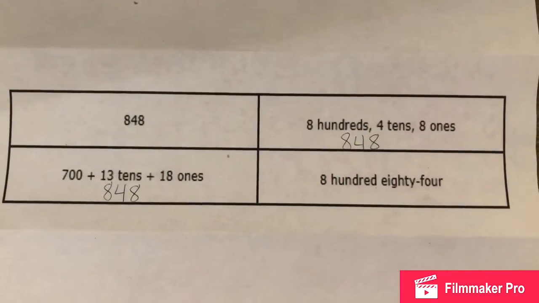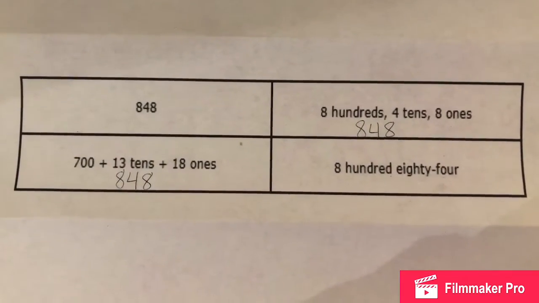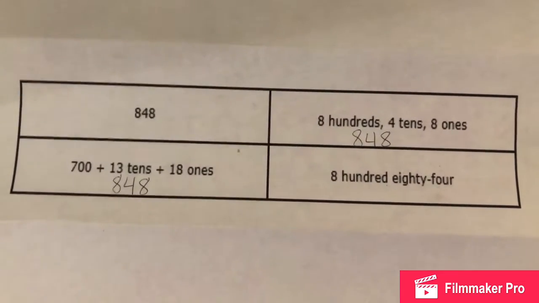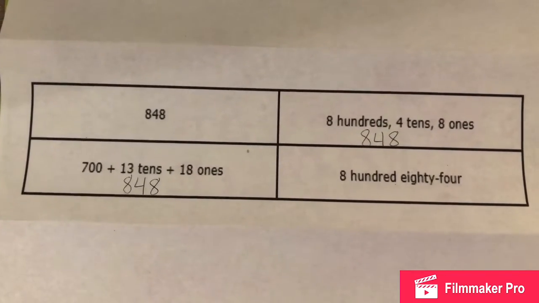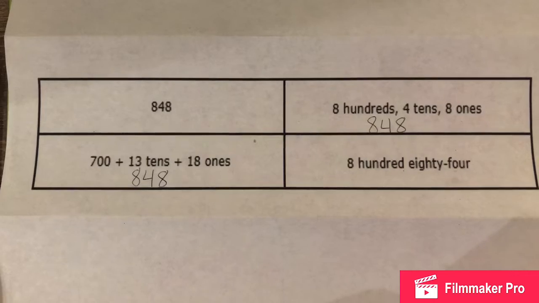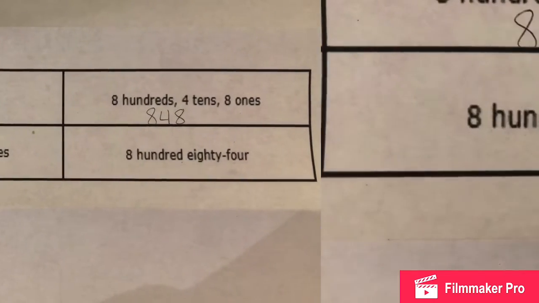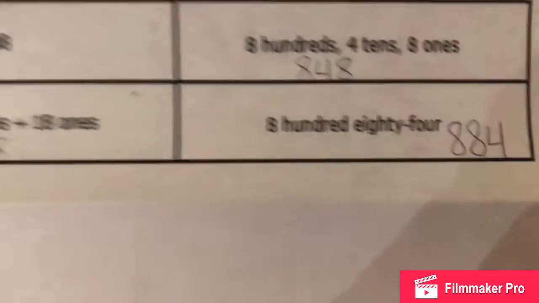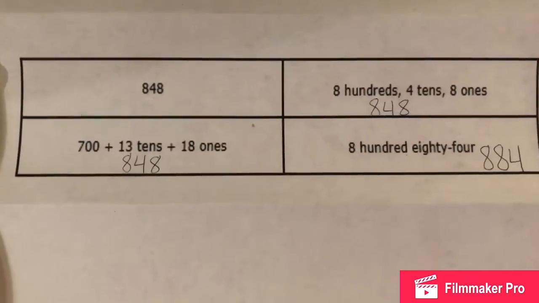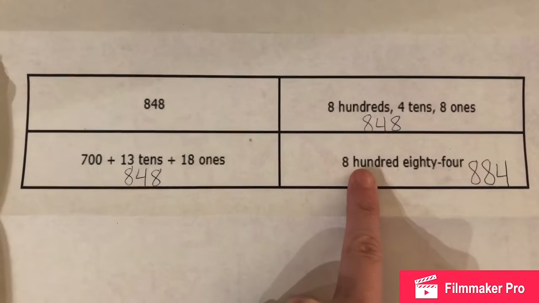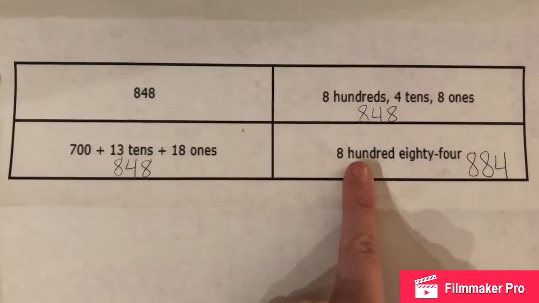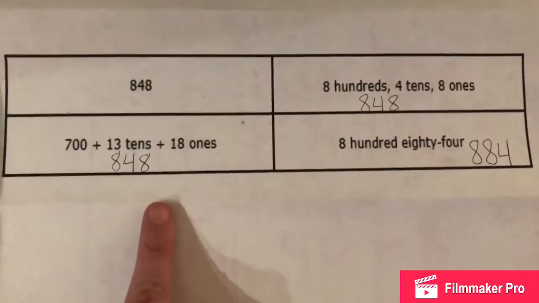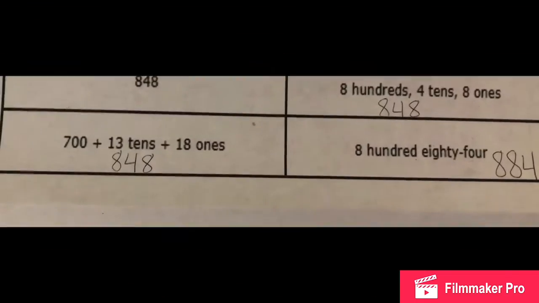So now let's look at this last box. This last box says 884. Is 884 the same as 848? How would I write 884 in standard form? You are right. That is how we would write that number. So which of these boxes is different? This bottom right-hand box is different because that number is 884 and all the rest of the boxes make 848. Solving that today. Give yourself a pat on the back.